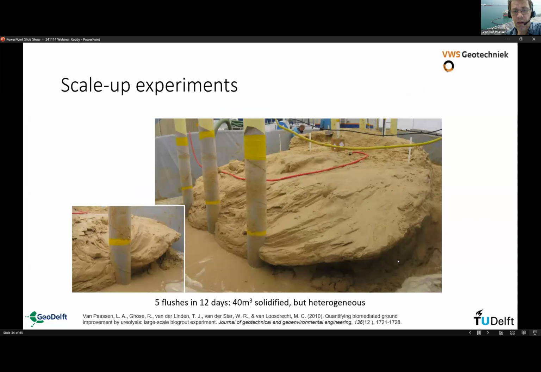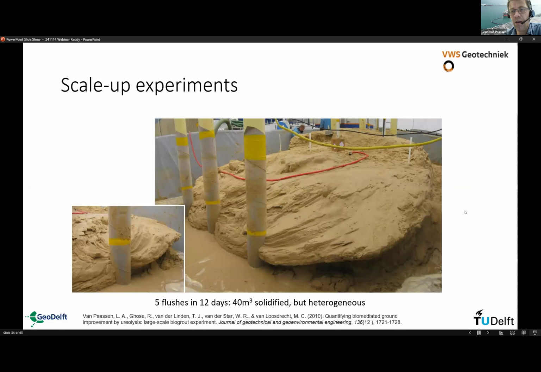So based on this progressive insight during the experimental campaign, we were able to get a successful experiment done in which we gave it 5 flushes of 1 molar calcium and 1 molar urea, preceded by about 1 pore volume of bacteria suspension. And after these 5 flushes, we excavated the removed loose sand, and we found that about 40 cubic meters was solidified. But within the solidified mass, there was quite some heterogeneity, with calcium carbonate contents ranging between 0 and 25%. Anyway, that was the conclusion after these large-scale experiments.